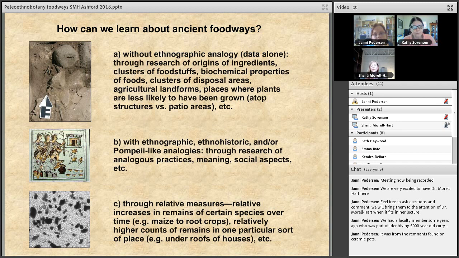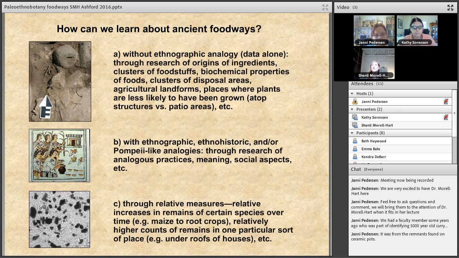Why were people using it? What are some of the properties that it's got? We can sometimes look to the present. How are people using it now? Or read historic records of different kinds to try and understand how people historically might have used the plant. And then, of course, there are different kinds of relative measures.